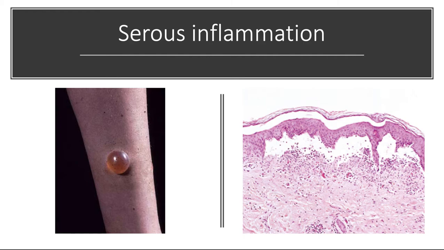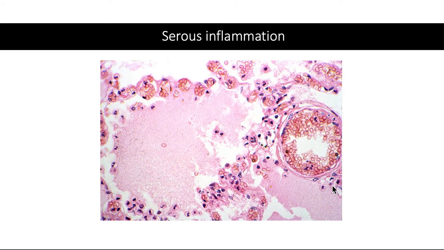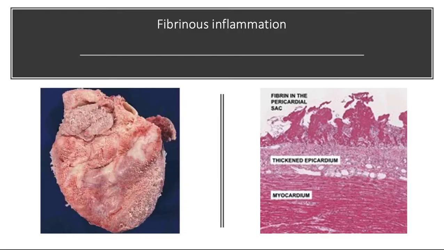On the picture, you can see the skin blister resulting from a burn or viral infection, and this represents accumulation of serous fluid within or immediately beneath the damaged epidermis of the skin. This is another example of serous inflammation that we just discussed.